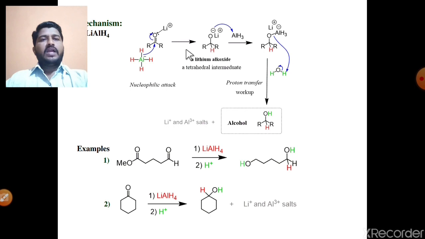In the next step, after loss of one H minus, this aluminum has only three hydrogens, so it is a trivalent aluminum, and the trivalent aluminum shows Lewis acid character. What is meant by Lewis acid? An electron pair acceptor is called a Lewis acid. The negative charge of this oxygen easily attacks this aluminum, means it shows Lewis acid character, and the oxygen shows a nucleophilic character.